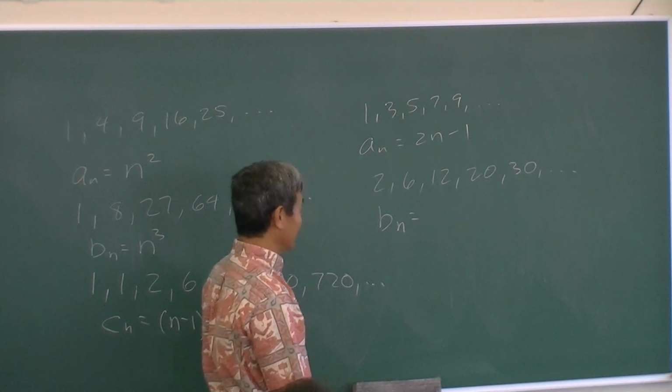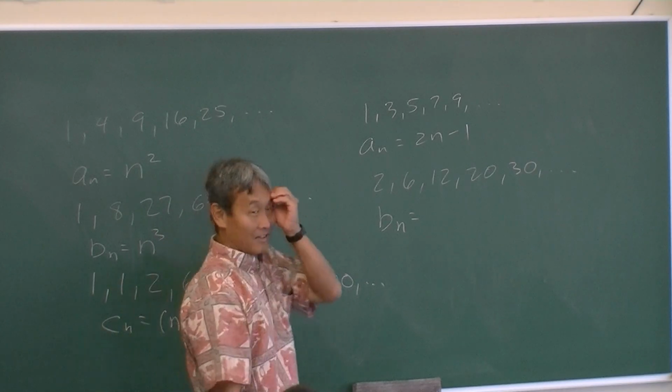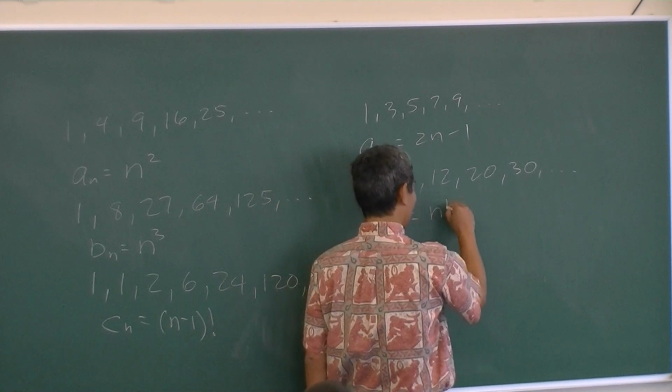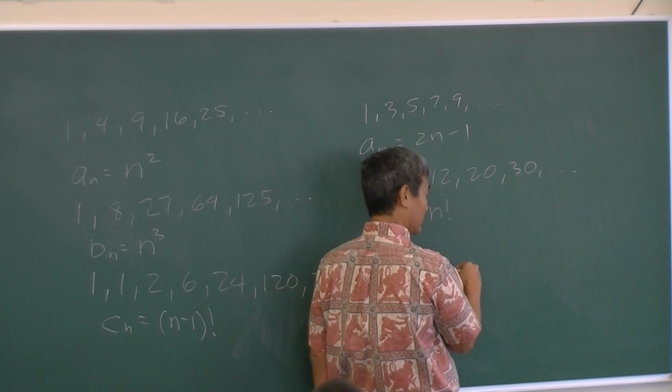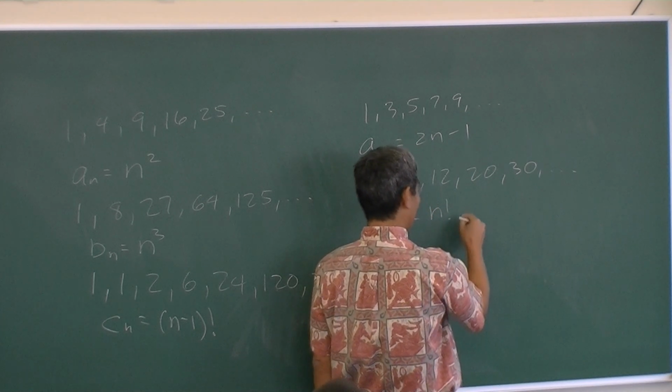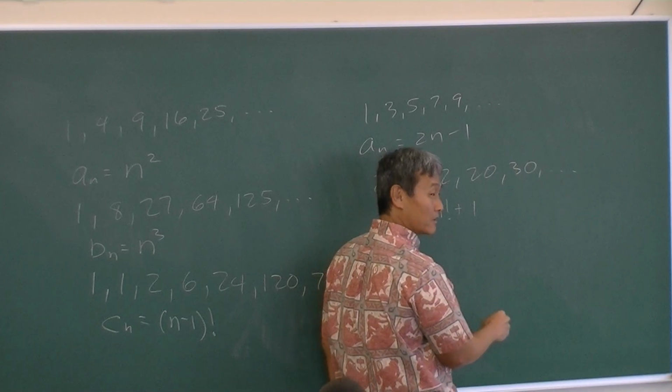It's okay. Fine. N factorial plus 1. No. Wait, it's not. N factorial, no, it's not right. No, let's just try it. Oh no, it's not even close. N factorial plus 1. Is that what you said?